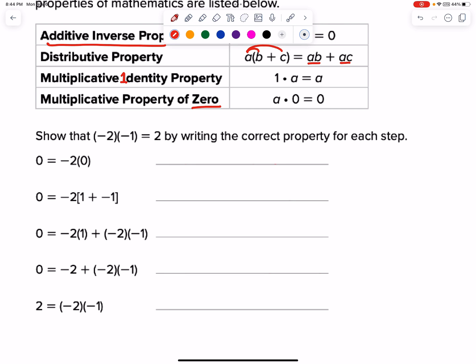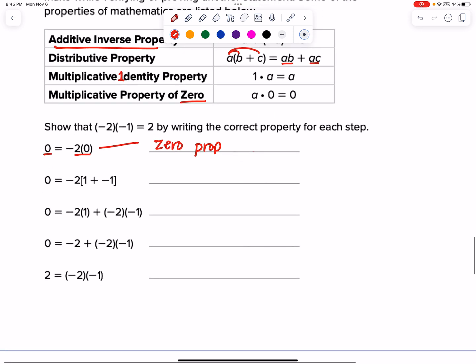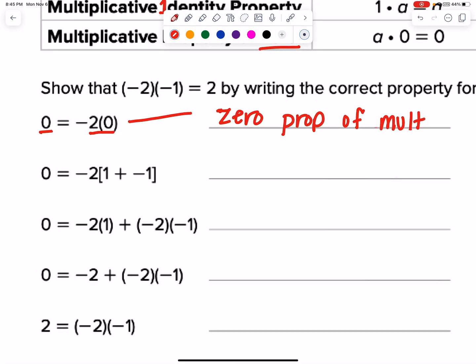We'll walk through this a little bit. First thing, obviously, showing the 2 times 0 equals 0, or the -2 times 0 equals 0. This one is representing the 0 property. So you can just write that. That's fine. Or the multiplication property of 0. We do need to put of multiplication because 0 property of addition is different. So 0 property of multiplication. The next one is showing that this 0 just turned into this.